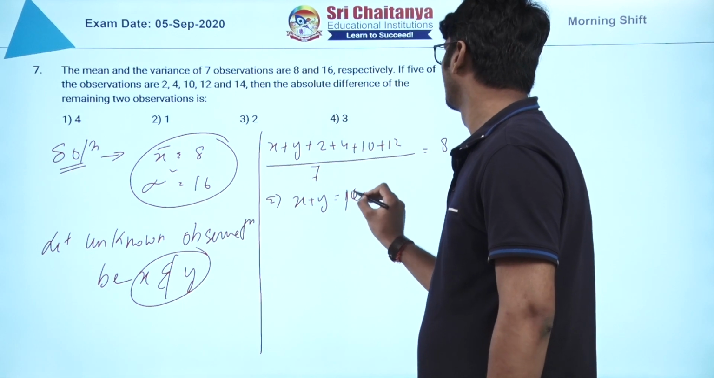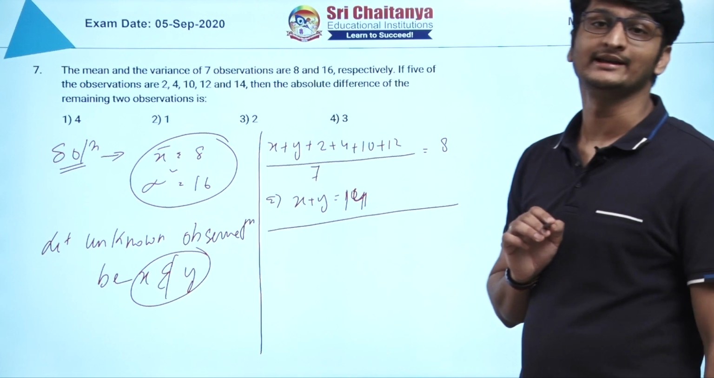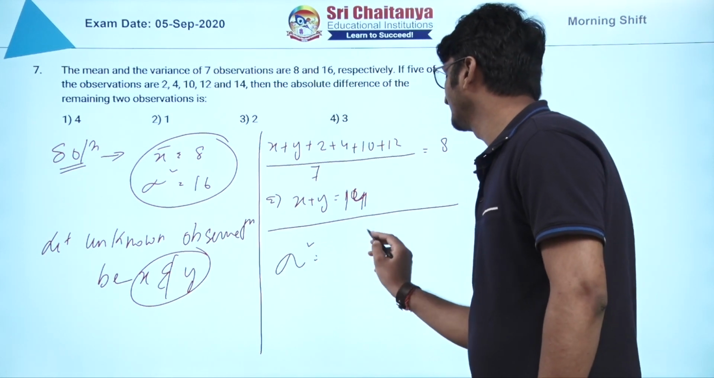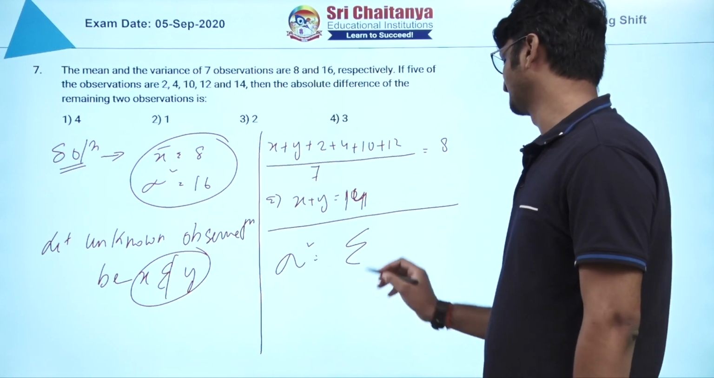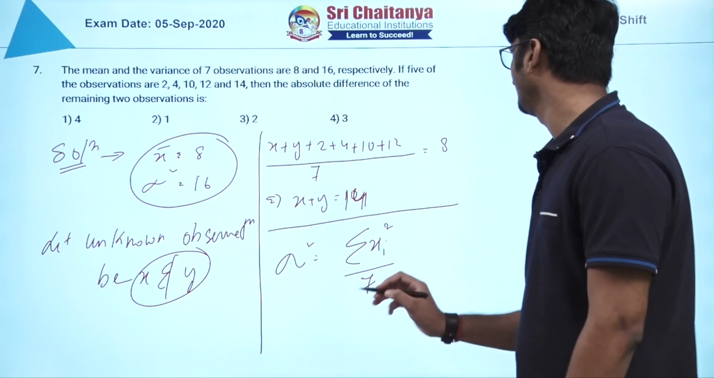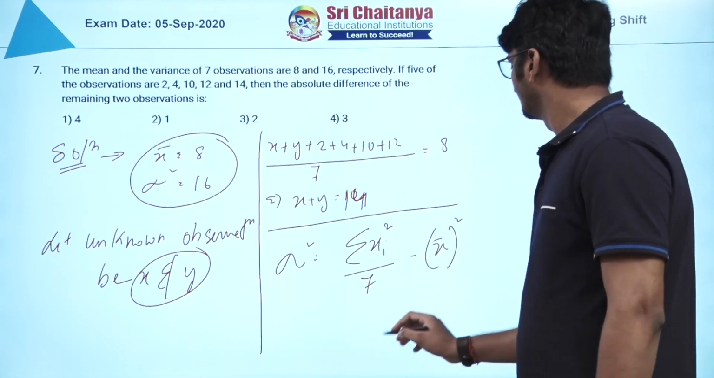The second data is given to us as variance. What is the formula of variance? Sigma square is nothing but sigma of xi square by n, minus x bar whole square. Let us write it down here.